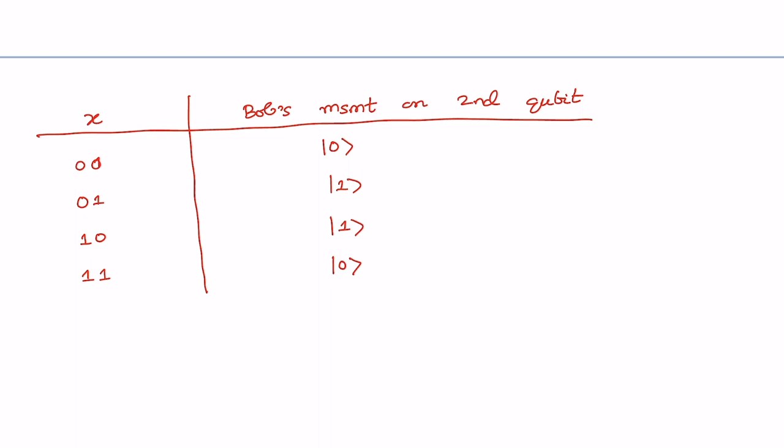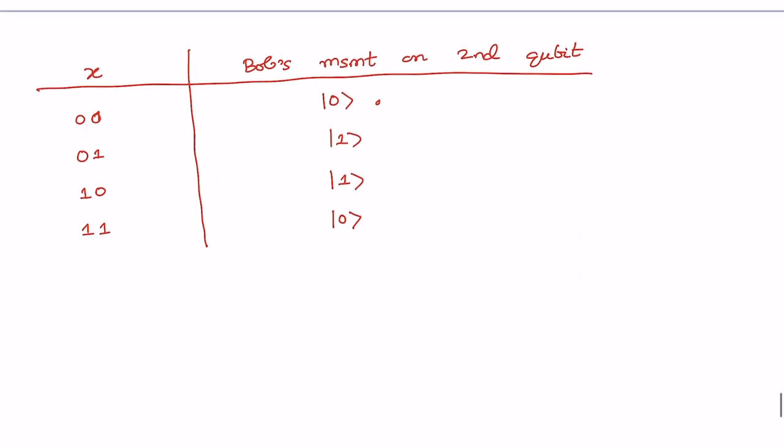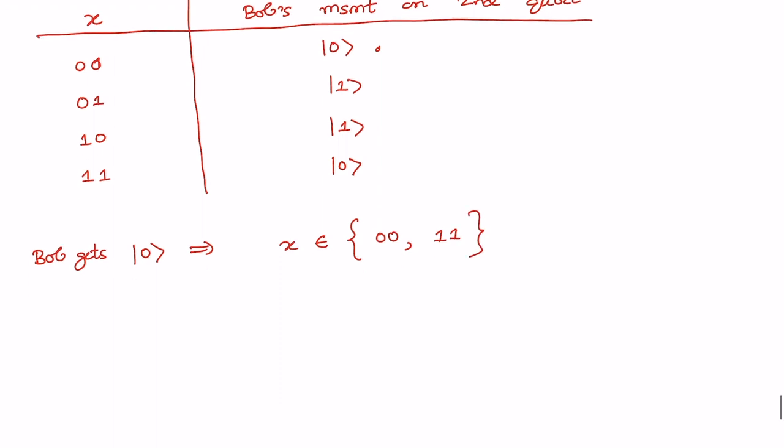So if Bob gets 0, then the classical bits sent by Alice may be 0, 0 or 1, 1, as you can see from the table. And if Bob gets the result of the second qubit measurement to be 1, then the classical bits may be 0, 1 or 1, 0. So clearly, with this, Bob would not be able to make a definite conclusion.